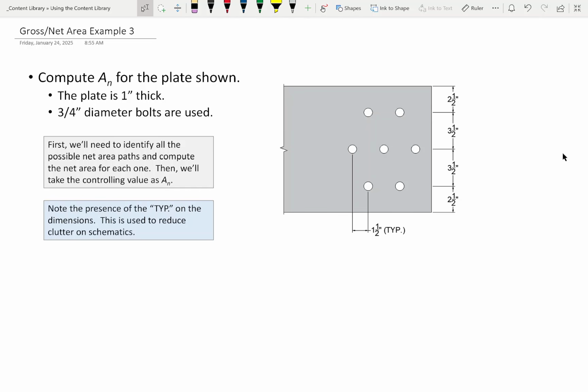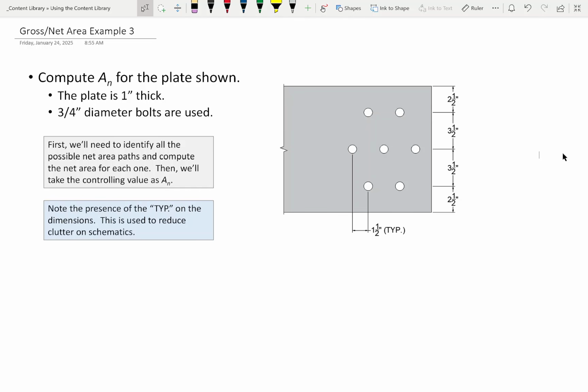One thing I do want to mention is this term right here. We're going to see this a lot throughout the semester, this TYP. That just stands for typical. It's so that you don't have to keep repeating the same note over and over again. So we'll just use 1 1/2 inches to represent this dimension. Okay? So this is our break line and this is our tension member.